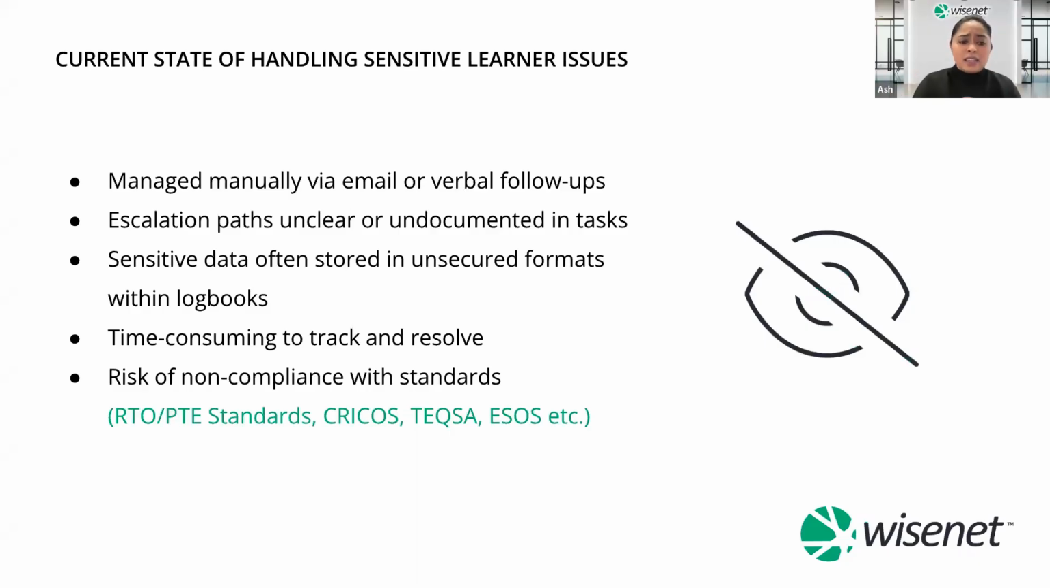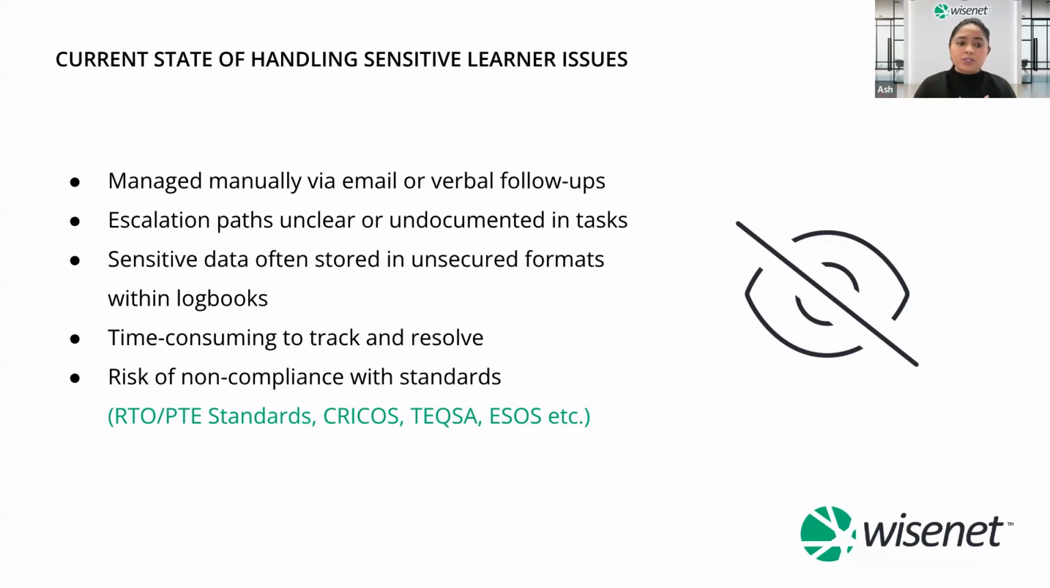And this gets even more critical when we look at how sensitive learner issues are being managed, whether it's a well-being concern, a complaint, or a support request. When there's no central system, escalation is unclear and critical information is buried in someone's inbox. And sensitive data may often be stored in unsecured formats as notes or documents. Not only does this create operational inefficiency, it creates a serious risk.